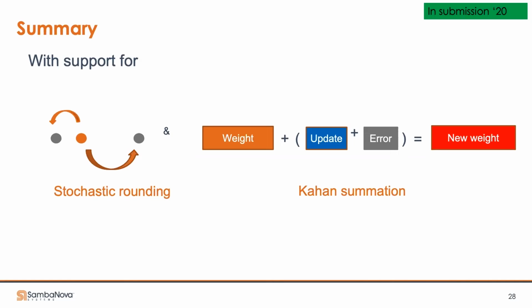Kahan summation has the issue where you need to maintain additional 16-bit copies of your weight for all the different layers in your graph. You may be able to further optimize it by choosing what particular layers of the graph need those 16-bit weights and what layers do not. But effectively, you can choose one of these techniques to get into the regime where you can actually achieve true 16-bit precision training.